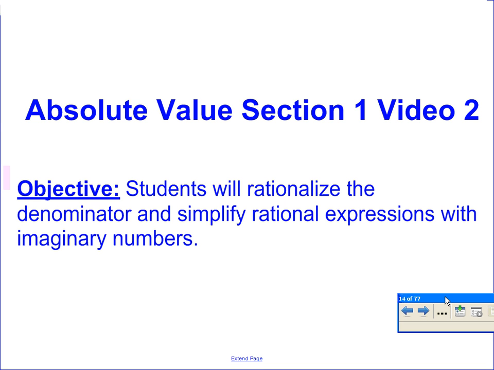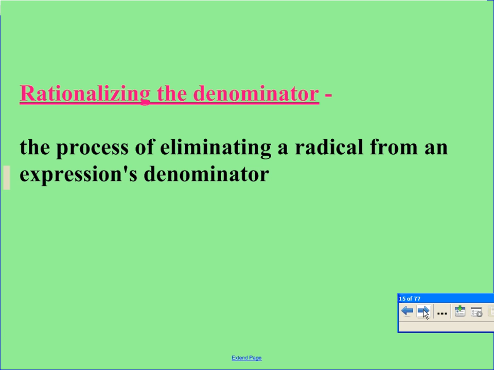So we're going to talk about two concepts here, but again, they relate to the last video. The first definition I want you to write down at the top of page 5 says rationalizing the denominator. Definition: the process of eliminating a radical from an expression's denominator.